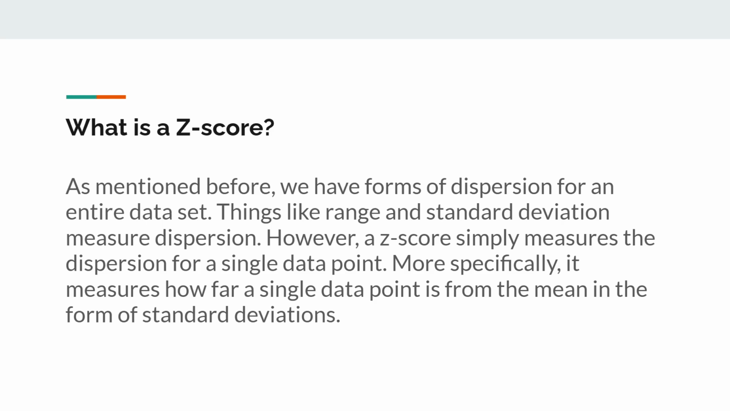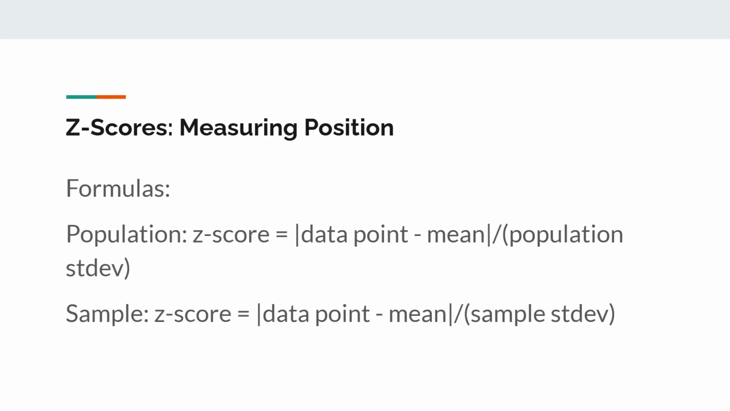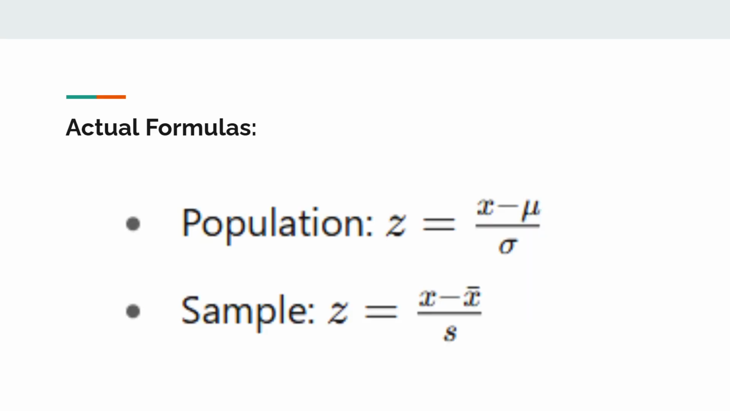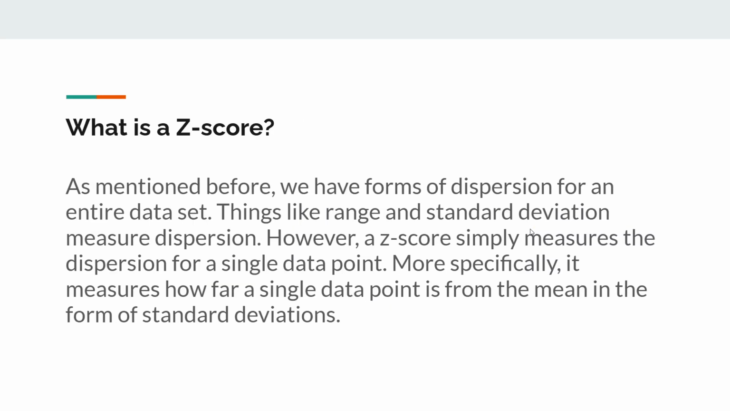But let's talk about how we calculate it. For population and sample, it's basically the same formula, except that you use the population mean and the sample standard deviation. The formula is the exact same though. You just use the sample mean and population deviation. So the actual formulas are right here. I forgot what this letter is, but I think it's like mu or something. I'm not sure. But that's how you calculate it.